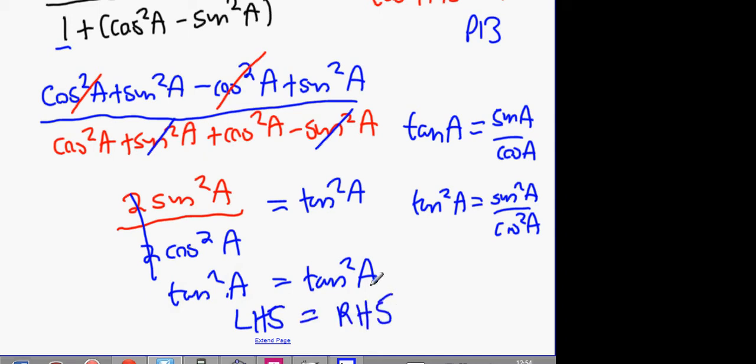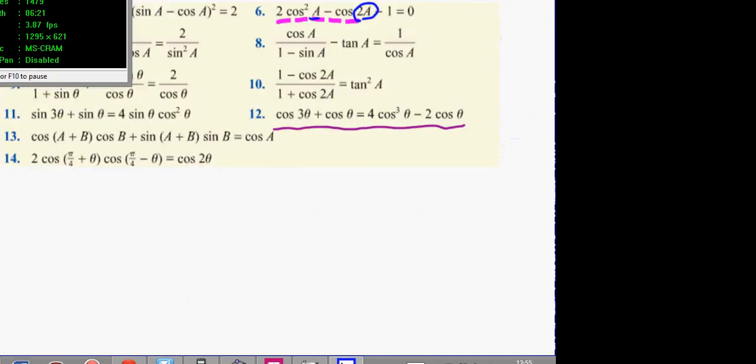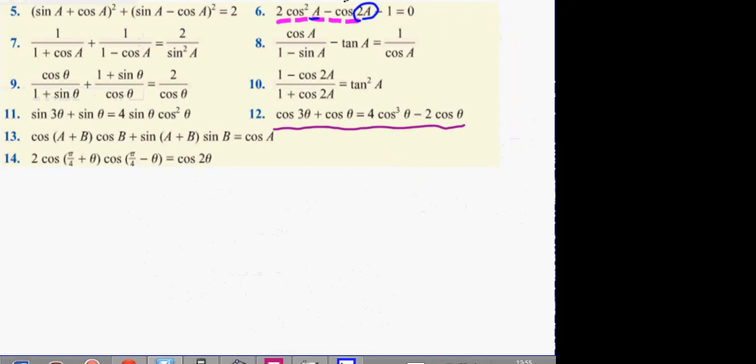It's proven. The problem here is it's very random what formula you're pulling. In number 12, what I'm looking at here is cos theta, cos theta, cos theta. They're all thetas. One of them is the exception. Which one is it? Cos 3 theta.